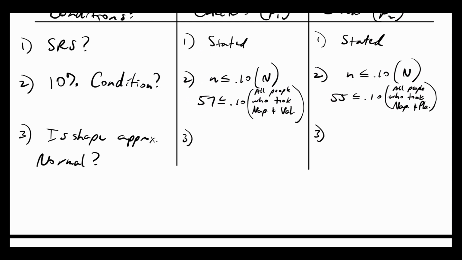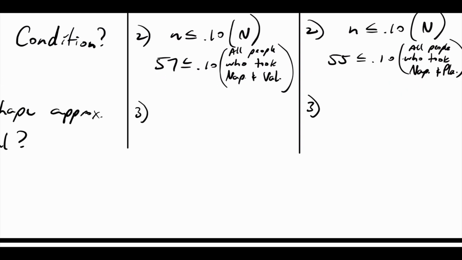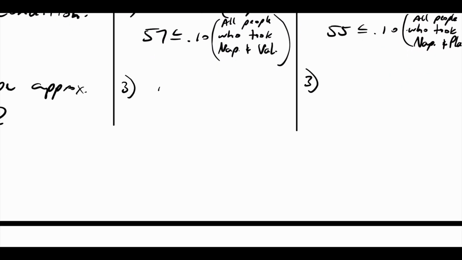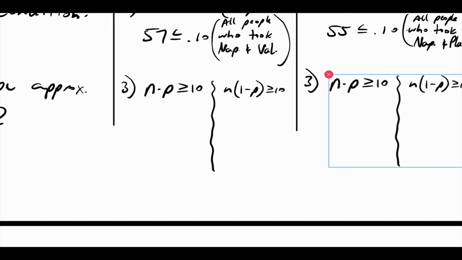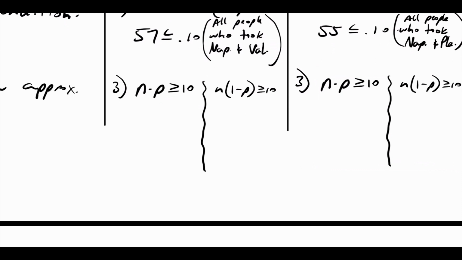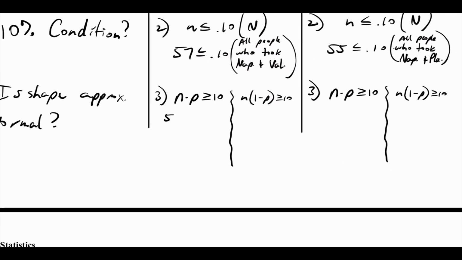Okay. Normality. This is proportions, so it's central limit theorem. Sample size will not come into it. It's these two guys right here: n times p and n times 1 minus p. Okay. n in the first one is 57.